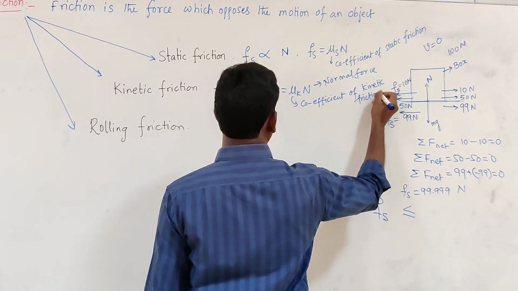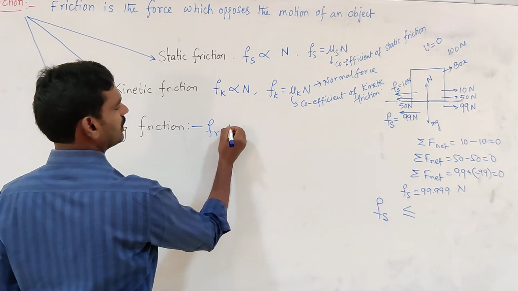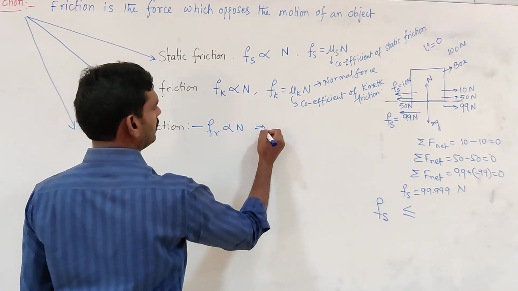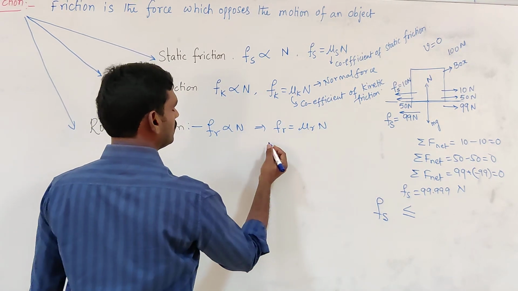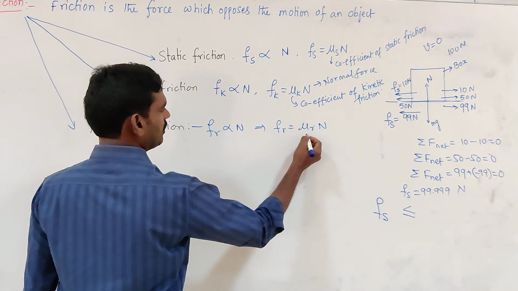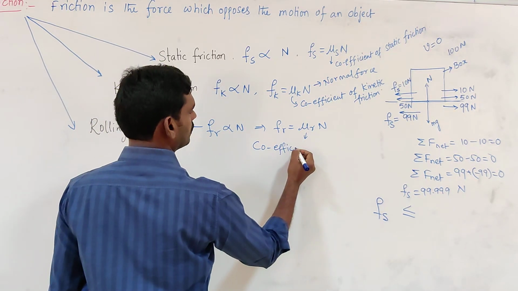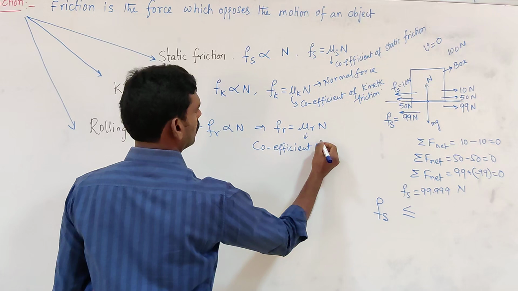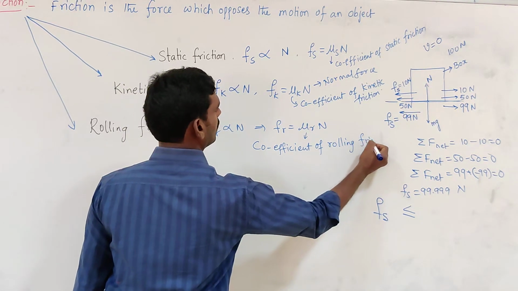Similarly, in rolling friction, Fr is directly proportional to N. So Fr is equal to mu r into N. Therefore, here mu r is nothing but the coefficient of rolling friction.